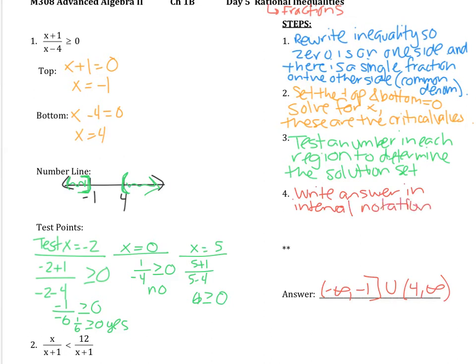But the most important point here, this double star, is to remind you that 0 is not allowed in the denominator. So the critical value that makes the denominator 0 will always get parentheses, not brackets.